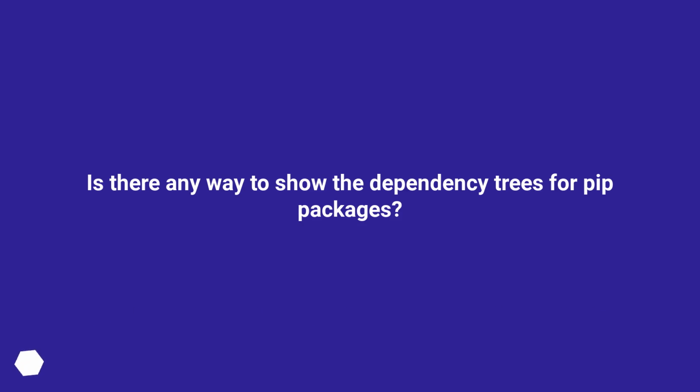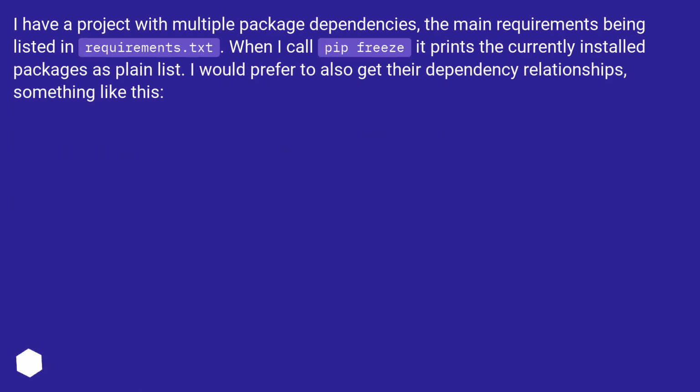Is there any way to show the dependency trees for pip packages? I have a project with multiple package dependencies, the main requirements being listed in requirements.txt. When I call pip freeze, it prints the currently installed packages as a plain list. I would prefer to also get their dependency relationships, something like this.